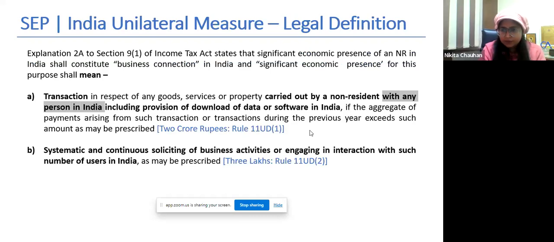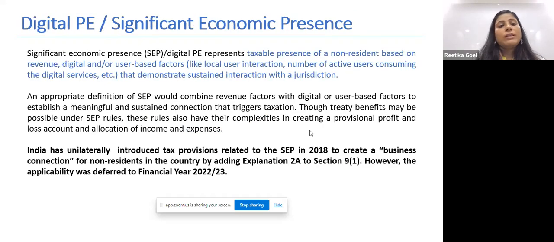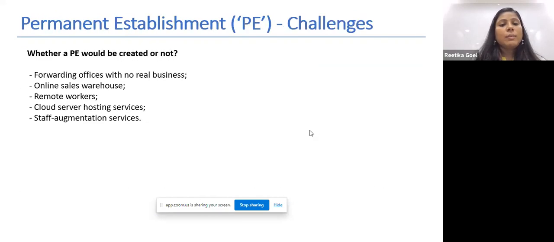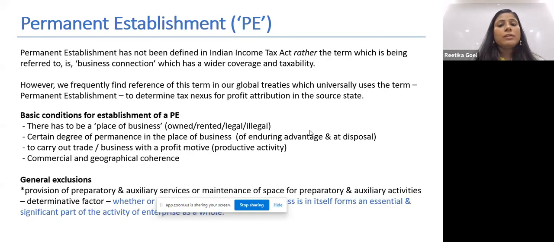We can proceed further. Okay, so now I think I have not covered much content, so I'll just come to the PE challenges. We discussed that in general, the word PE, how it is defined in the tax conventions, generally talks about the fixed place of business, which has multiple elements. The definition says a non-resident carries on activities in the other jurisdiction with a profit motive. So there has to be a place of business. It can be owned, it can be rented. It can be a leased office.